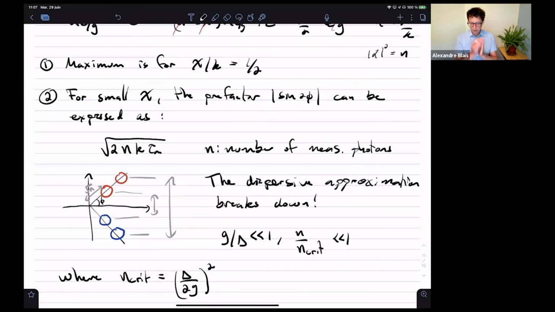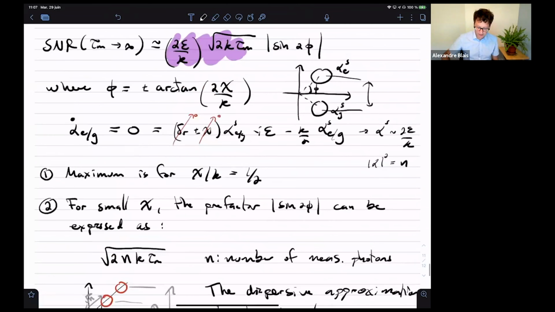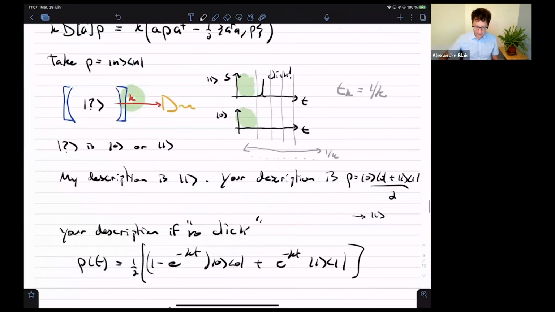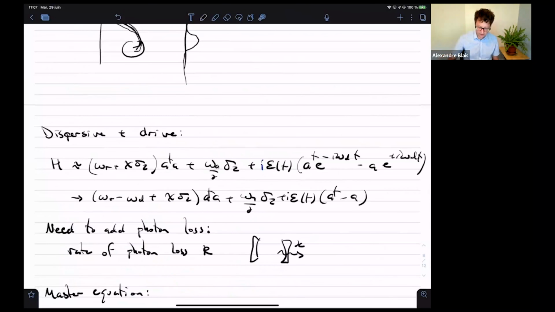So the dispersive approximation breaks down. And so our initial Hamiltonian, our initial description given by this dispersive interaction, is no longer valid as you increase the photon number.